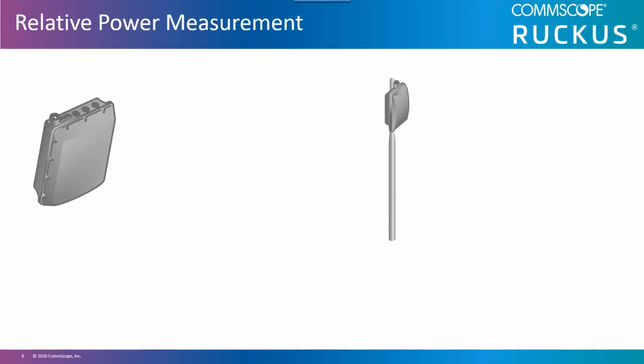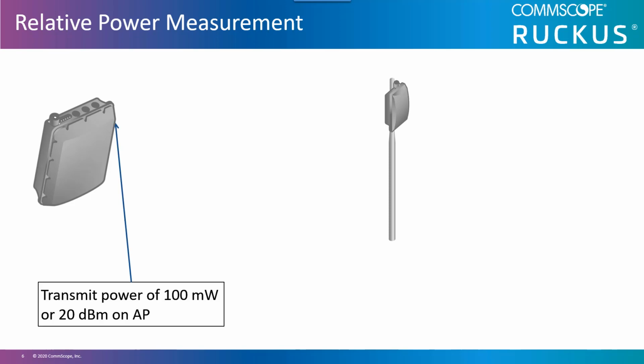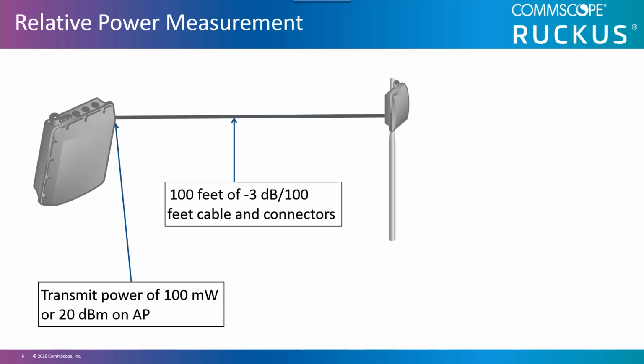Relative power measurement. Now that we understand intentionally radiated power and equivalent isotropically radiated power, let's talk about where the power is measured as well as the names of the measurement locations. The first will be taken at the transmitter and is an absolute measure. In this example, it is 100 milliwatts, or the equivalent to 20 decibels measured. The second will be the measurement of loss introduced by the cable and any connectors.